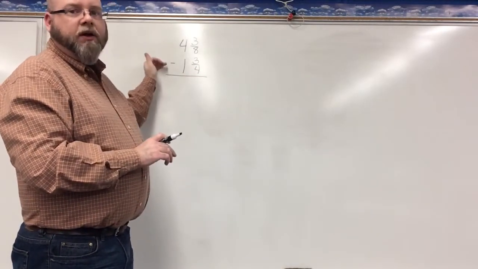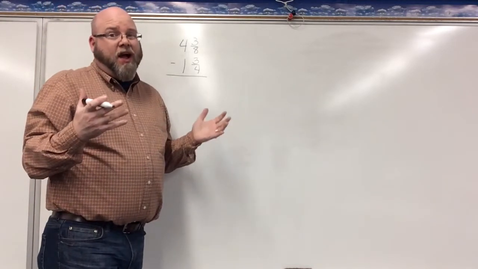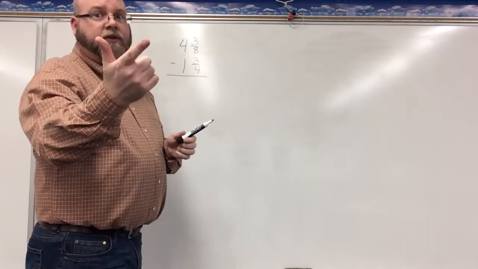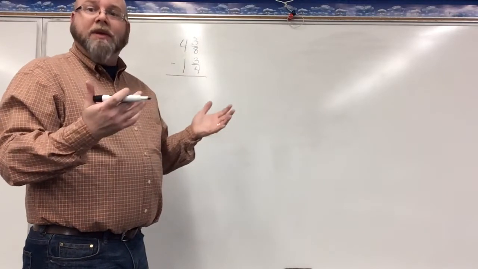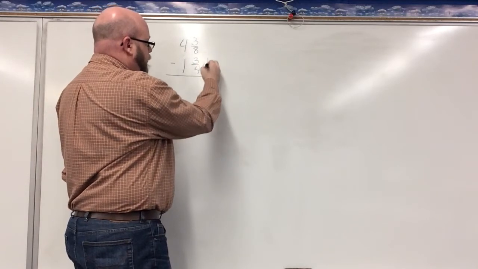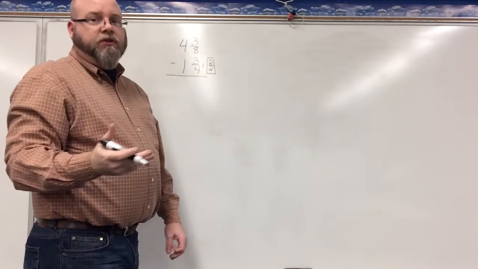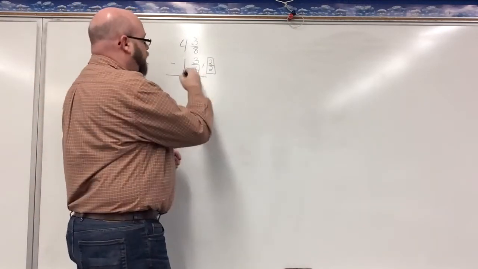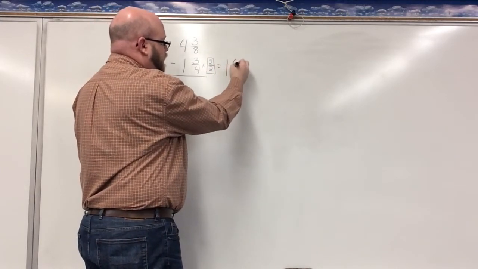4 3/8 minus 1 3/4. All right, well, got to have that common denominator. Okay, well, I can count by 4s, 4, 8, and get to 8. So I know what my common denominator is going to be with this one. It's going to be 8. So I'm going to multiply 1 3/4 by a fraction equal to 1. That happens to be 2 over 2. 2 times 4 gives me 8. That's why I'm going to use that. So 1 3/4 gets renamed 1 6/8.